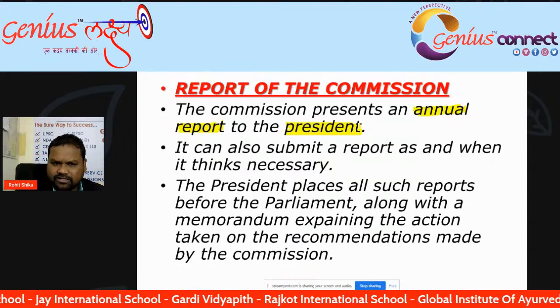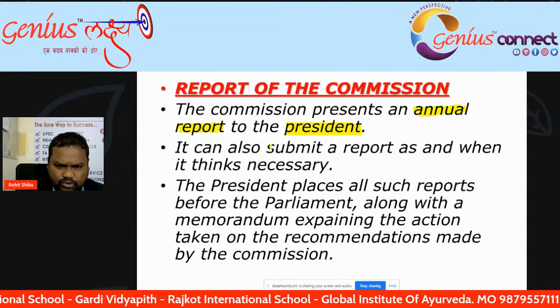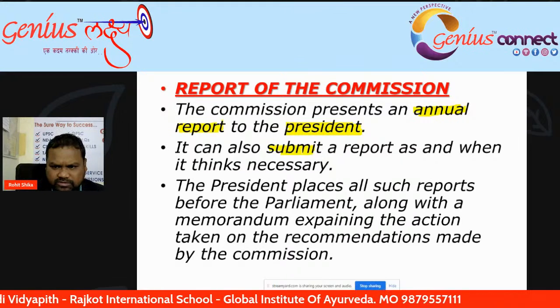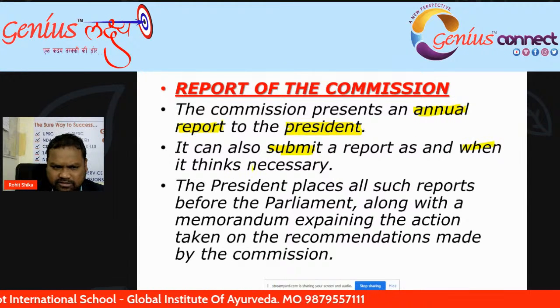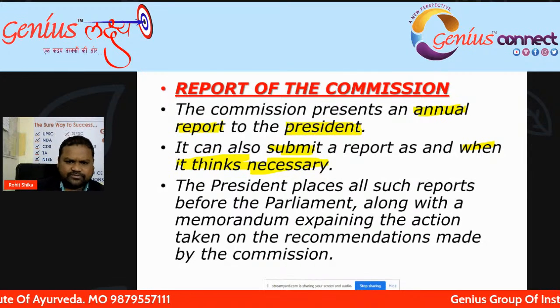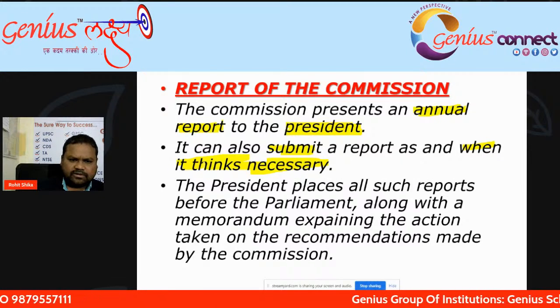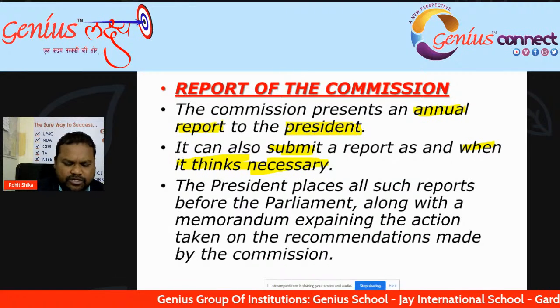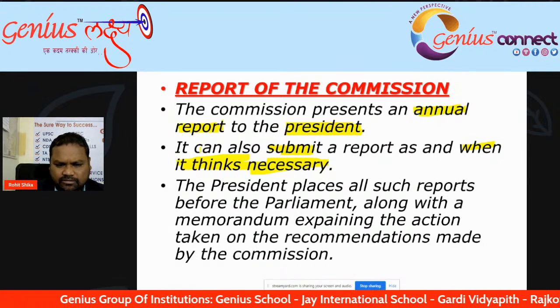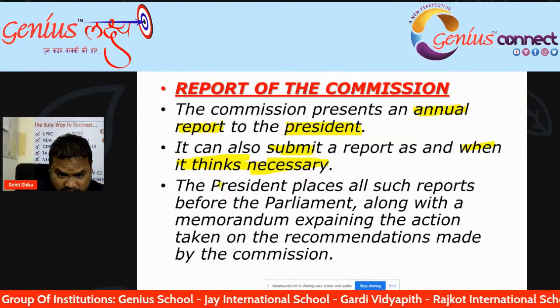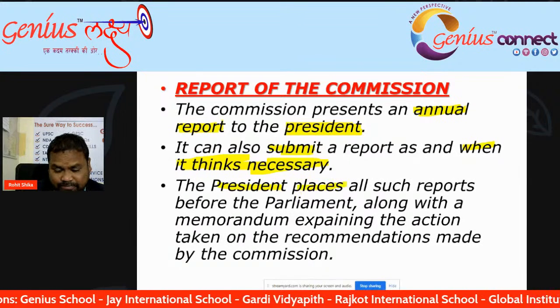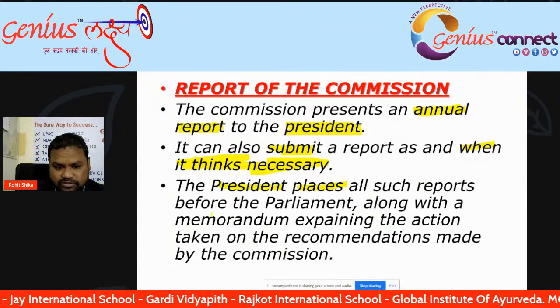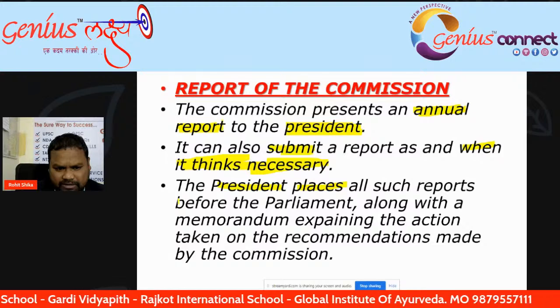Also, it can present the report when the commission thinks it is necessary to present the report to the president. After the report is presented to the president by the commission, the president again places the report before the parliament.